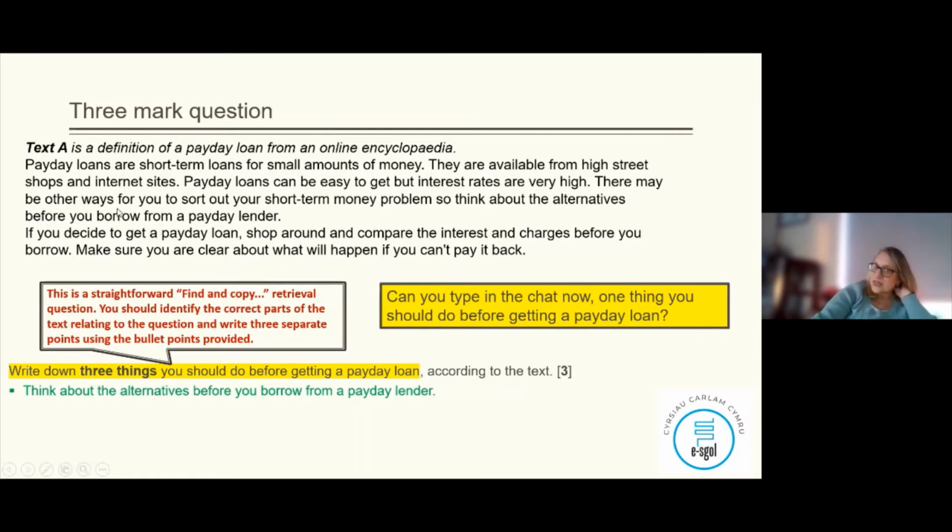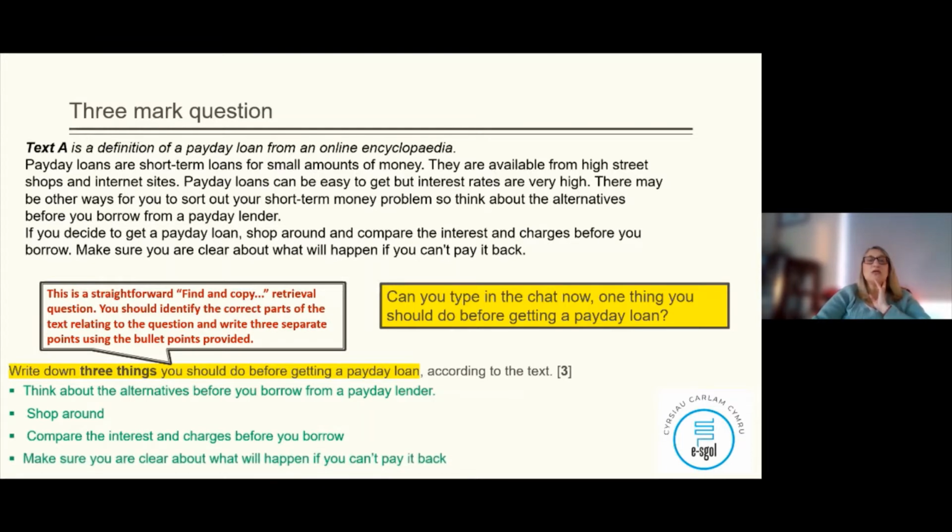So the 4 answers that I've listed there: think about the alternatives before you borrow, shop around, compare the interest and charges before you borrow, and make sure you are clear about what will happen if you can't pay it back. Okay, so hopefully that gives you an idea of some of the types of short questions that you might get. So remember, you would get several different questions on each text. You might get a 1 mark question, you might get a 3 mark question, sometimes they're 2 mark questions.